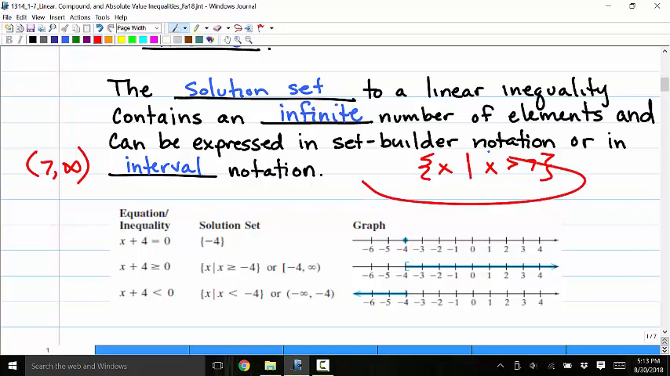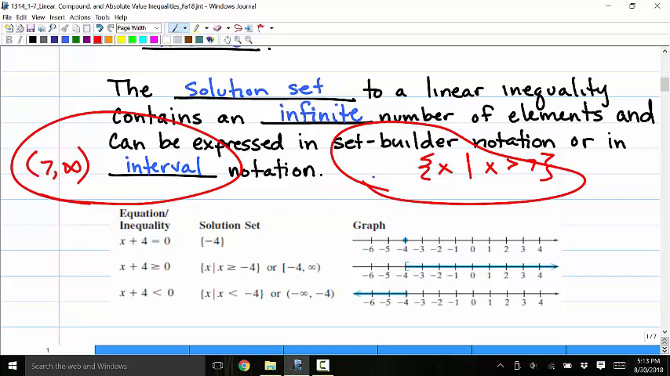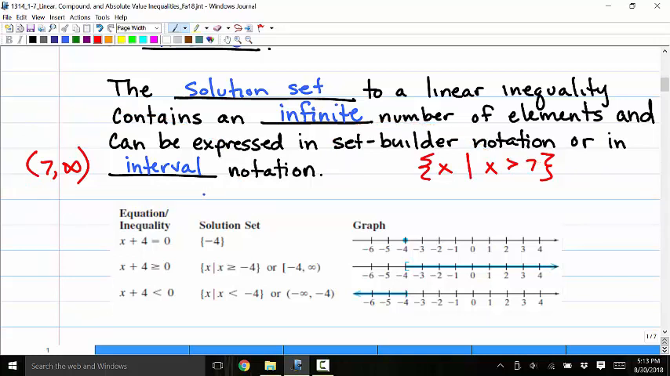So set builder notation contains an inequality. Interval notation is written as an interval. I gave you some examples. x plus 4 equals 0. That's a linear equation. The answer is just x equals negative 4. I would have written that as x equals negative 4, but they're just doing negative 4 in the braces. The graph of that is just a point over the value x equals negative 4.